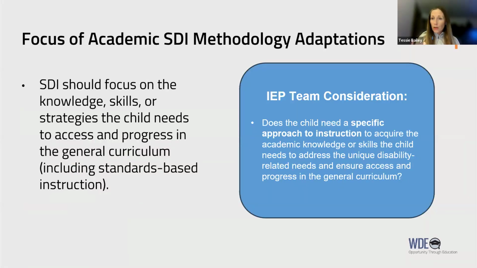So what we're thinking about in this meeting is, first, we talked about last time, what is the content that the student needs to be taught in order to benefit and access Tier 1. Now we're looking at, is there a specific approach to instruction that this student needs? Yes, we have to have something documented in the IEP. If right now we're like, it doesn't seem like it, then our IEP might not have a methodology adaptation.